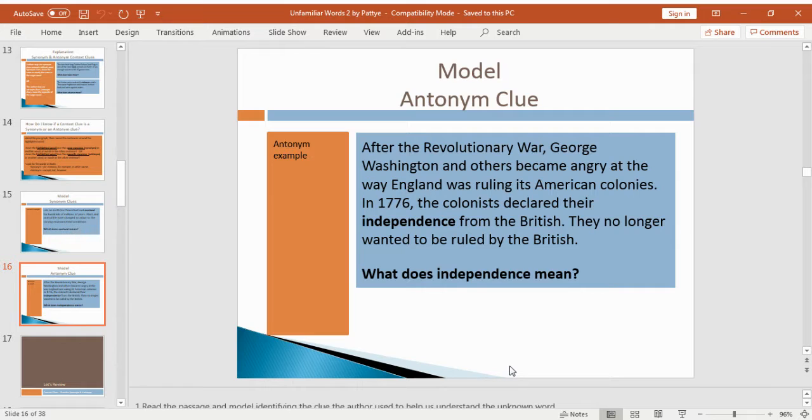It says the colonists declared their independence from British. Okay, does it tell us what it means? Let's look at the next sentence. They no longer wanted to be ruled by British. So if you don't want to be ruled by someone, you want freedom. So here, independence means the opposite of being ruled, which means freedom.